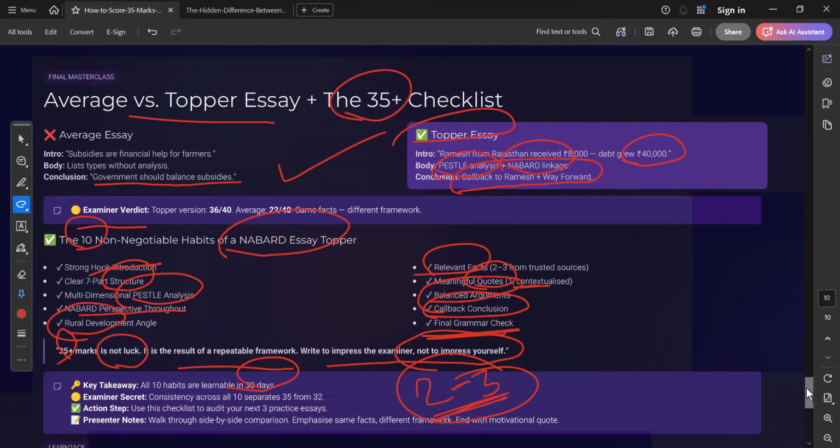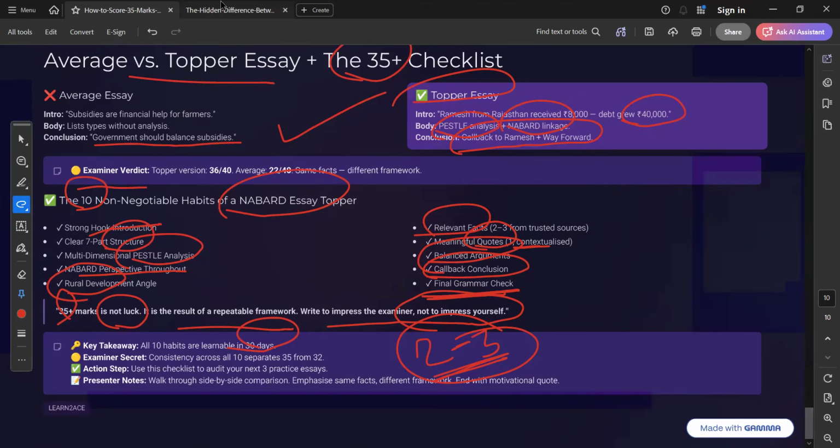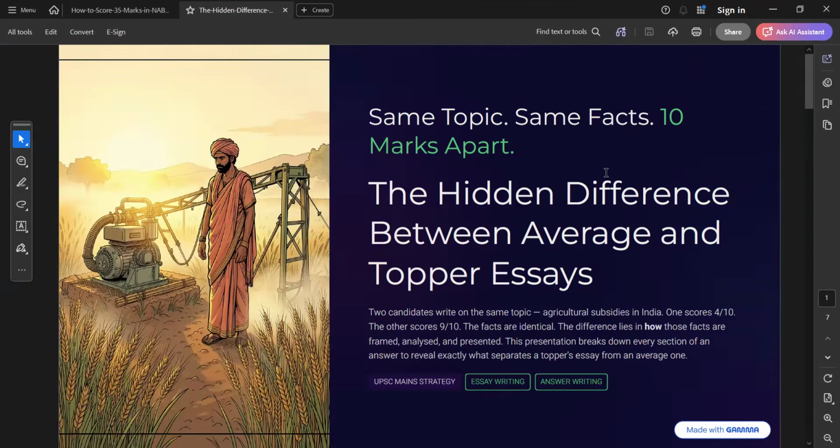Now I'm going to compare two essays on the same topic. That is a 10 marks difference. Two people writing the same essay, but how is such a huge difference being created? See, the structure that we have discussed is the main reason for this 10 marks difference. And let's just go directly into this.